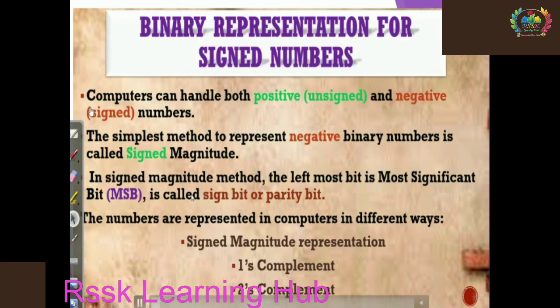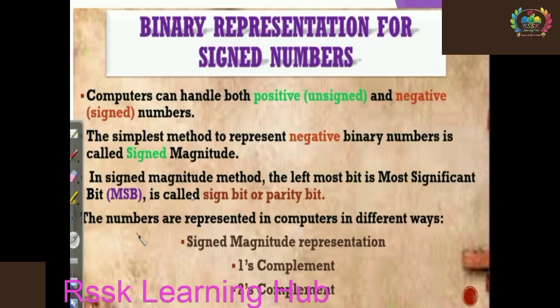The computer can handle both positive, which is called signed, as well as negative numbers. The simplest method for representing a negative binary number is called sign magnitude. Here in sign magnitude, you will have a leftmost bit and a rightmost bit. The leftmost bit is called the MSB, most significant bit. Similarly, the rightmost bit is called the least significant bit. This MSB is called the sign bit or parity bit.